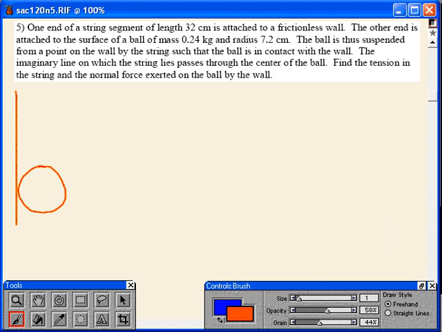And this ball is supposed to be tied by a string to the wall, such that if we kept going with that string, it would extend right to the center of the ball. There we go.